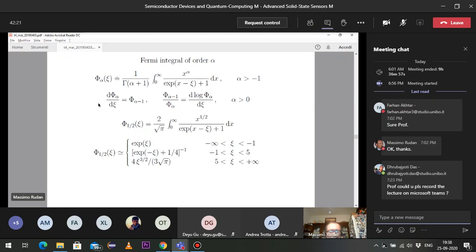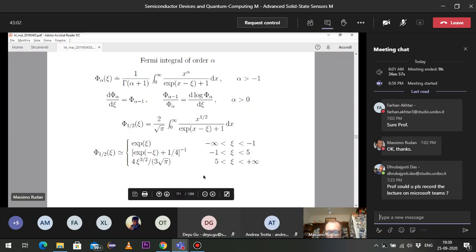When we calculate the concentrations, we don't need all the family of Fermi integrals. In general, we need only one type of Fermi integral, that is the Fermi integral of order 1/2. So when we want the Fermi integral of order 1/2, we let alpha equal to 1/2. So we here get gamma of 3/2, that is the square root of pi over 2. Then the exponent here is 1/2, okay?